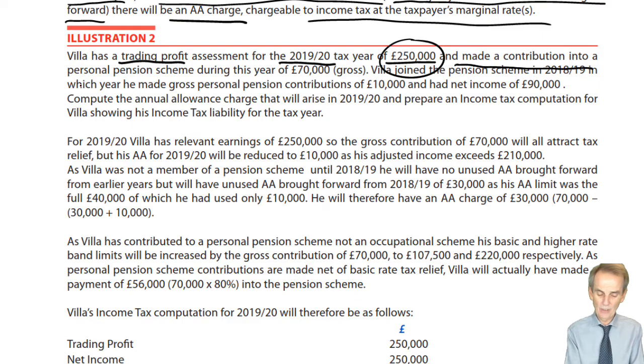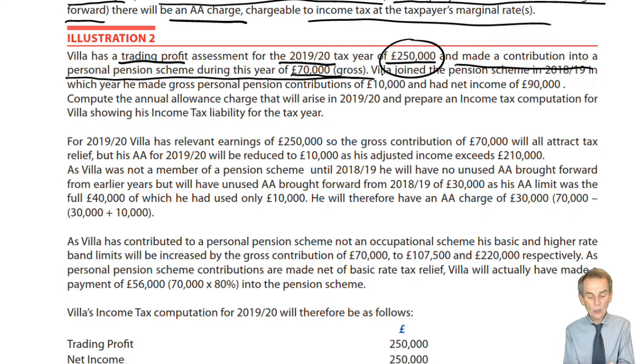Made a contribution into a personal pension scheme during the year of £70,000 gross. So again, they could have told you here that the personal pension gross figure as stated was 70,000, or could simply have said he had actually paid 80% of 70, i.e. £56,000 into the pension fund. If they just said paid 56, that would be the net figure. 56 times 100 over 80, grossing up for the 20% basic rate of income tax, would of course bring you back to 70,000 gross. So make sure you're dealing with the correct gross figure before you go any further.